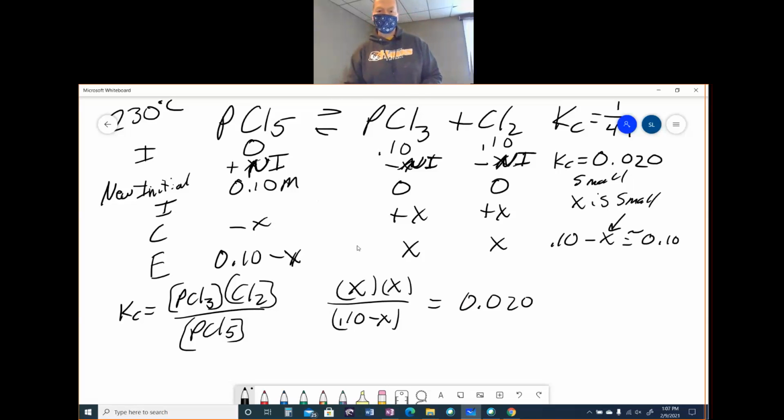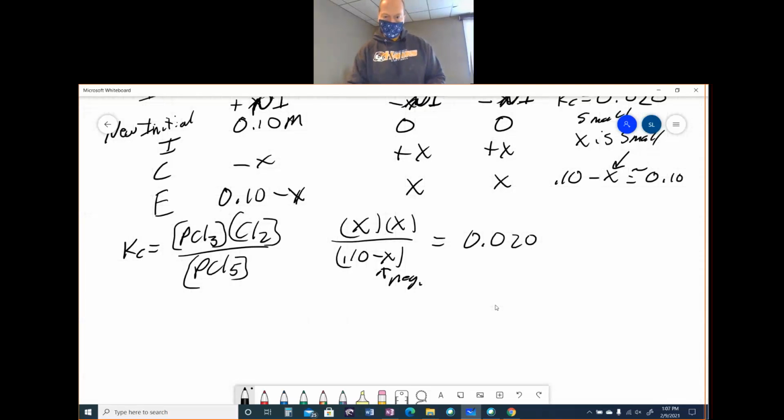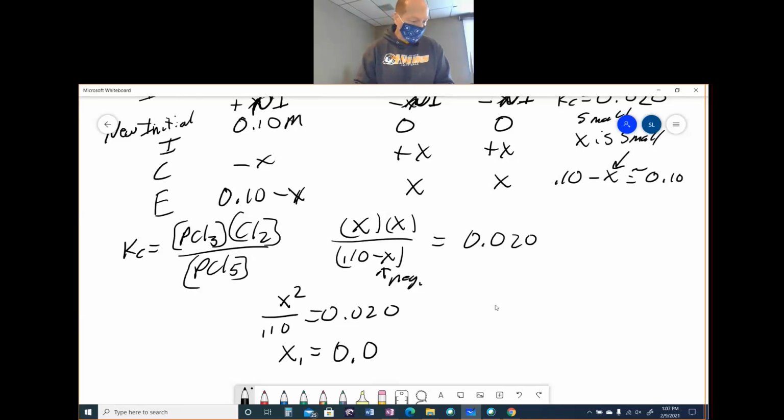I'm going to do successive approximations. And so we're going to neglect it. We know it's going to be small. We're going to neglect it. Then we're going to plug it in. And we're going to do that until we get the same answer twice. All right, so it comes out to be X squared over 0.10 is equal to 0.020. And so X1 is 0.0447, but we just need 2 sig figs, 0.045.